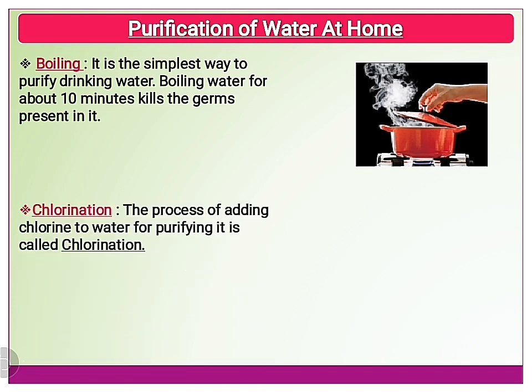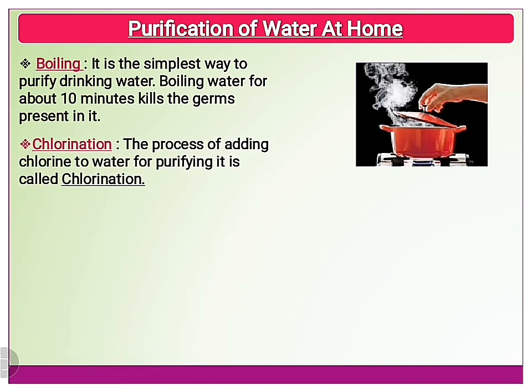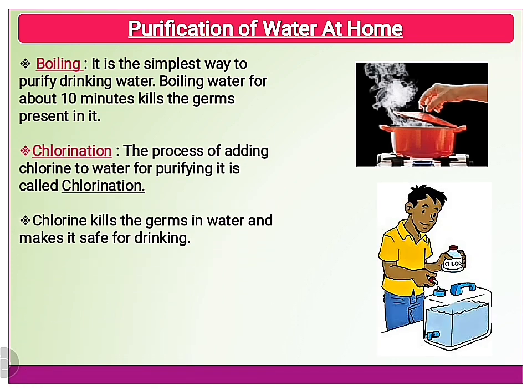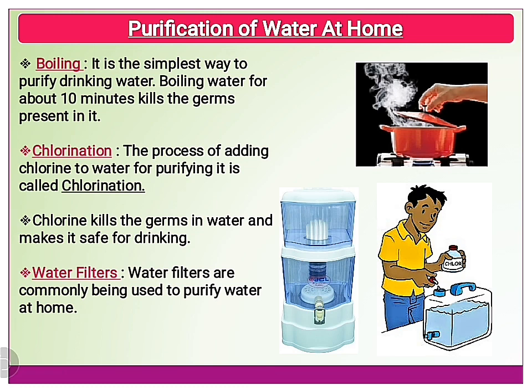Another method is chlorination. It is the process in which chlorine is added to water for purifying it. It is because chlorine kills the germs present in water and makes it safe for drinking. Nowadays, we generally prefer water filters to purify water at home.